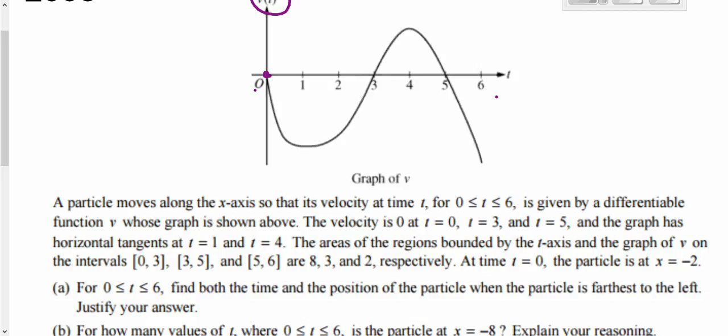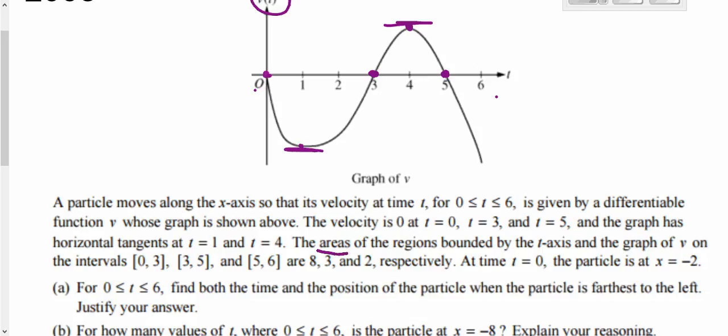Our velocity is 0 at t equals 0, t equals 3, and t equals 5. The graph has horizontal tangents. So at t equals 1, it has a horizontal tangent. And at t equals 4, it has a horizontal tangent.